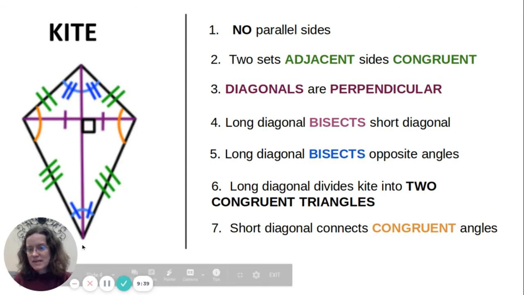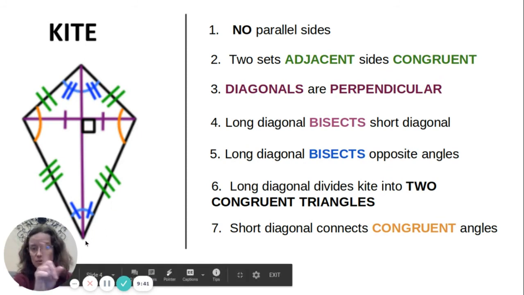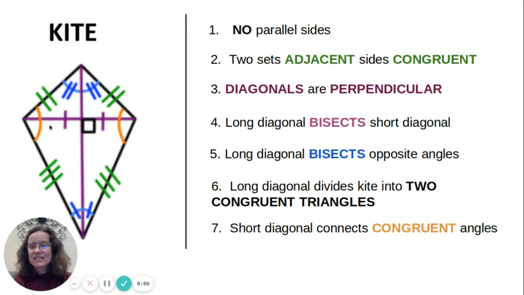This angle on top and this angle on bottom are not congruent. They're bisected, though, into sets of congruents. But the big angle on the left and the big angle on the right at the ends of the short diagonal, those guys are congruent.